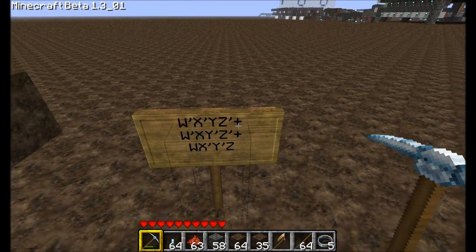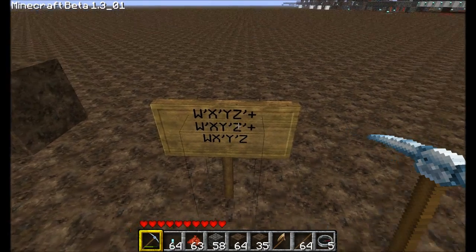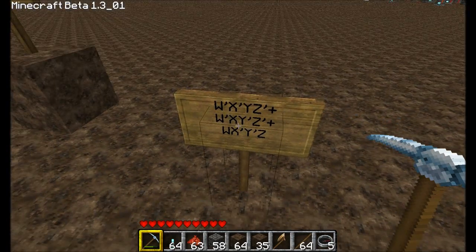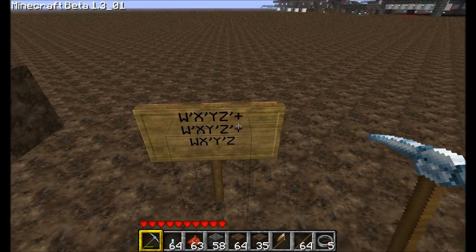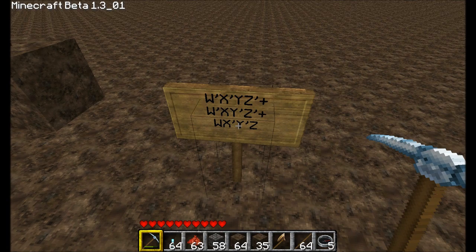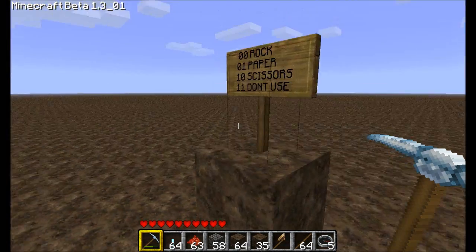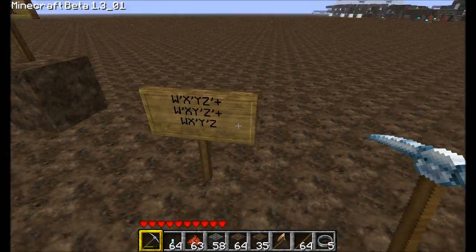Or, that's what the plus sign means, or if the player throws 0, 1, which is paper, and the other player throws rock, player 1 wins. Or, plus sign again, or if the player throws 1, 0, scissors, and the other player throws paper, then player 1 will win. So this is our equation.